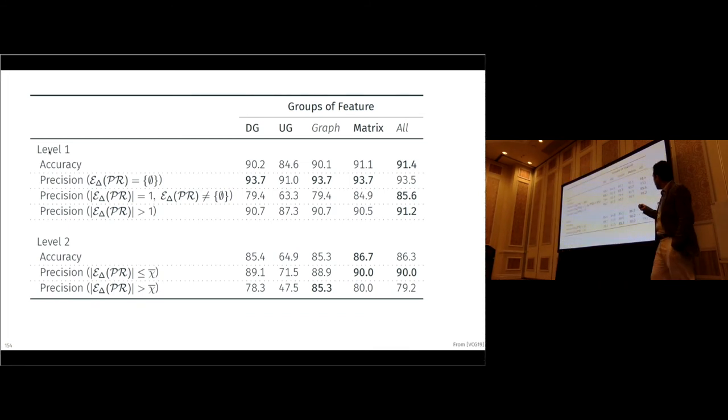The features we consider from argumentation frameworks are exactly the same I mentioned before: directed graphs, undirected graphs, merging the two together, the matrix, or merging all of them together. In this case, using the overall ICCMA 2015 benchmarks, we have pretty good results in terms of accuracy at level 1, with very good precision to detect whether there is a non-empty solution to the preferred semantics, which we already know is NP-complete itself. At the second level, we have a decent precision, at least around the pivot number that we considered.